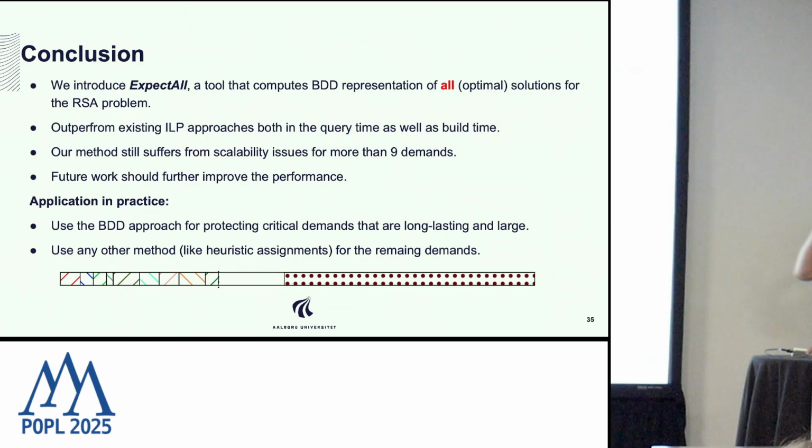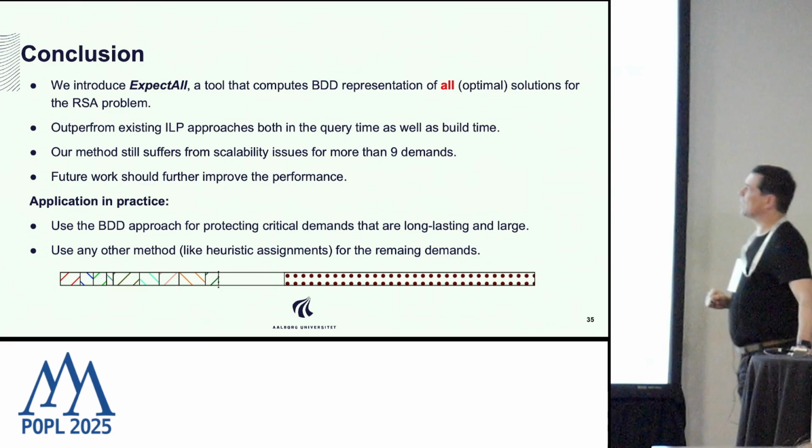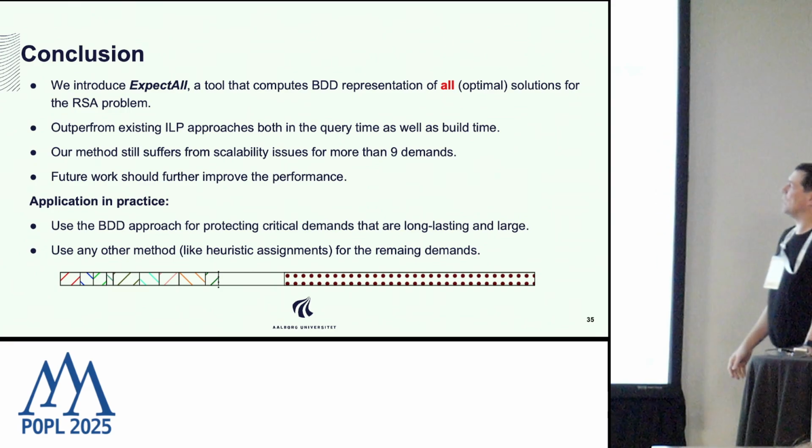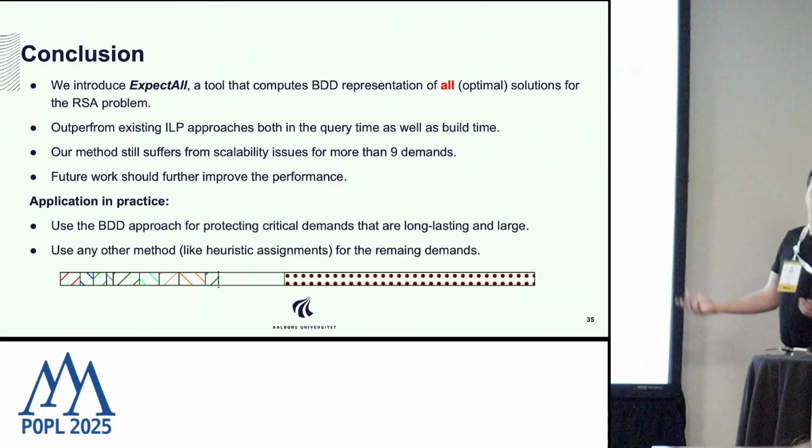So in conclusion, we introduced ExpectAll. This is a tool that computes a BDD representation of all, including the optimal, solutions to the route and spectrum assignment problem. It outperforms the existing ILP approaches both in query time and build time, but it still suffers from scalability and is not yet applicable for more than 9 demands.